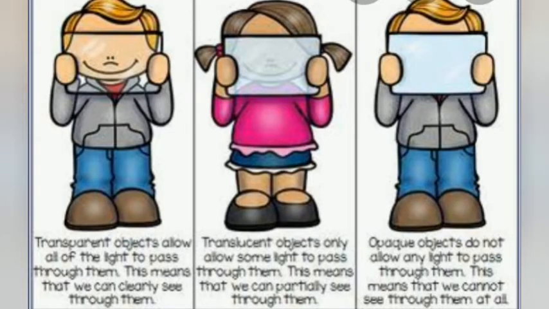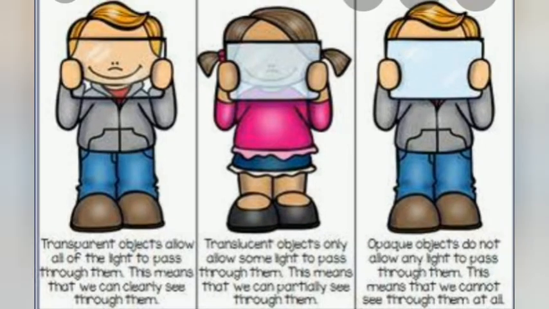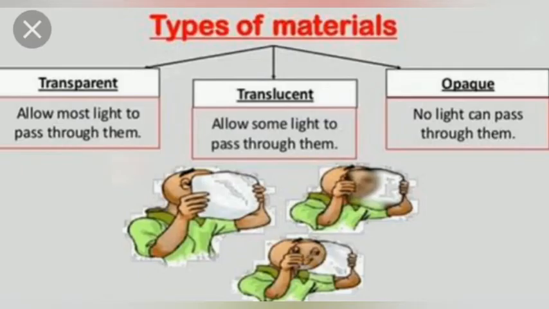Light can pass through solids, liquids and gases. Some objects allow light to pass through them completely, some allow light to pass through them partially, while some objects do not allow light to pass through them at all. On the basis of this ability, different materials can be grouped into three main categories. First one, transparent material. Second one, translucent material. Third one, opaque material.